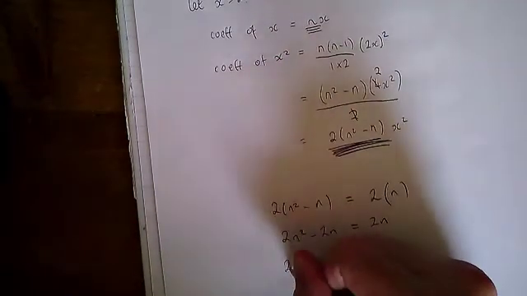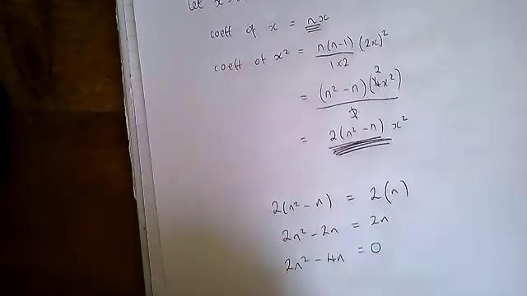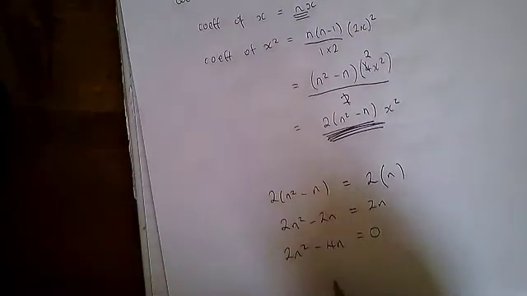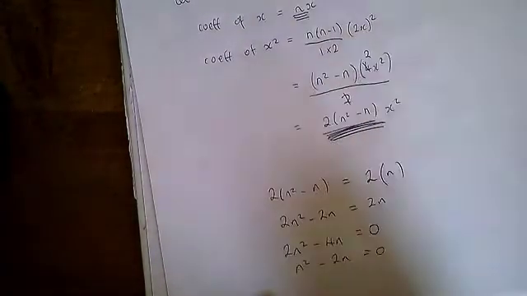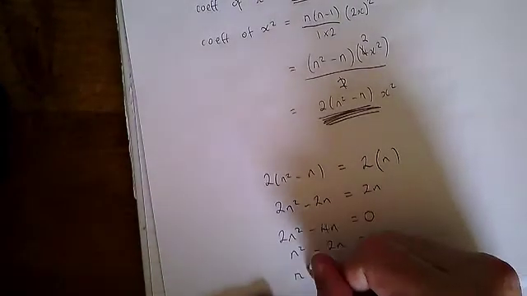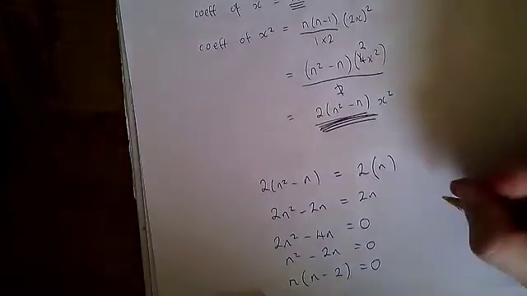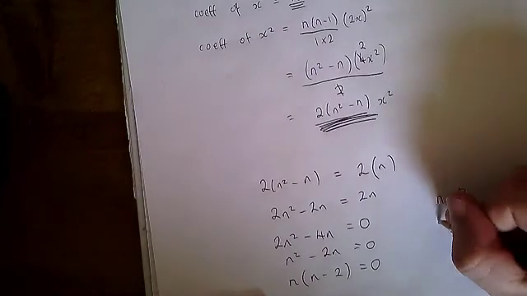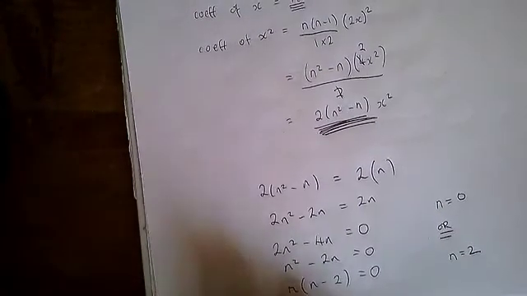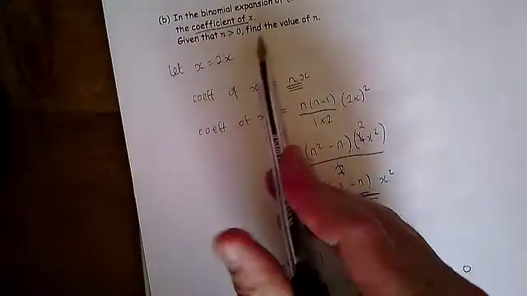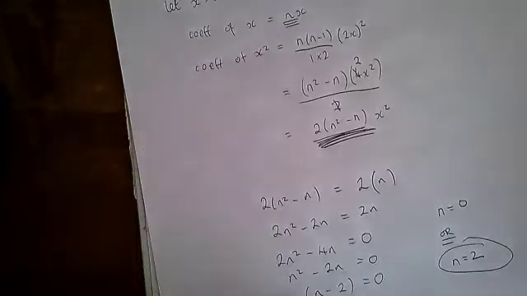Group everything onto one side, we get 2n squared minus 4n is equal to 0. The next thing I'm going to do is divide everything by 2 to get n squared minus 2n equals 0. And then finally, I'm going to factorise to get n, n minus 2 is equal to 0. So I get 2 solutions here. n is equal to 0 or n is equal to 2. And if I go back and read the question, it says, given that n is greater than 0, it must be that one there. It must be 2.